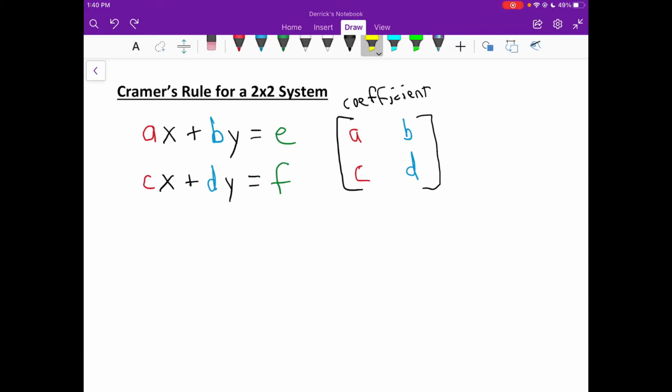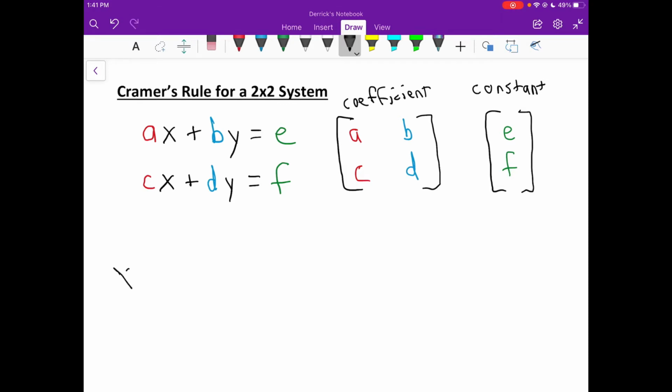And so that would be our coefficient matrix, simply A, B, C, D, all the numbers in front of the variables. The other matrix I would want you to see is what we would call our constant matrix. If you remember, constants are numbers that are just by themselves. They don't have any variables, which in this case would be the E and the F sitting on the ends of these equations. We're going to use these two to build the matrices that we actually use to solve for x and y.